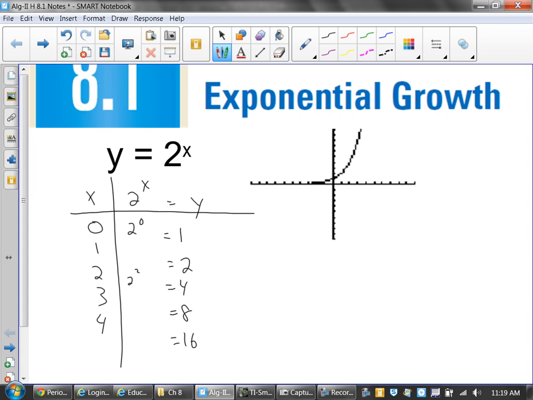Now, going the other direction, what would 2 to the negative 1 equal? 1 half. Remember your rules of exponents. 2 to the negative 2. 1/4, and so on and so forth. Do you guys agree? So, as your value of x is getting infinitely smaller and smaller, what is the value of y approaching? 0. Very good. Will it ever get to be 0? No.